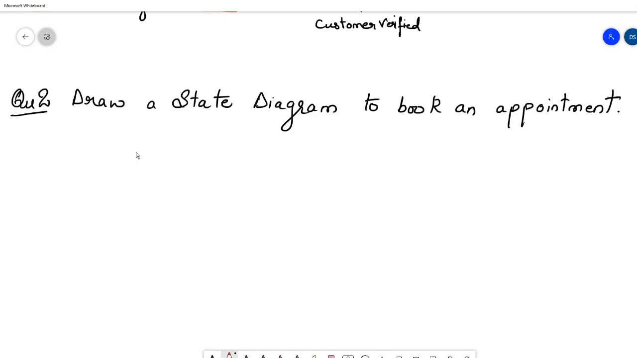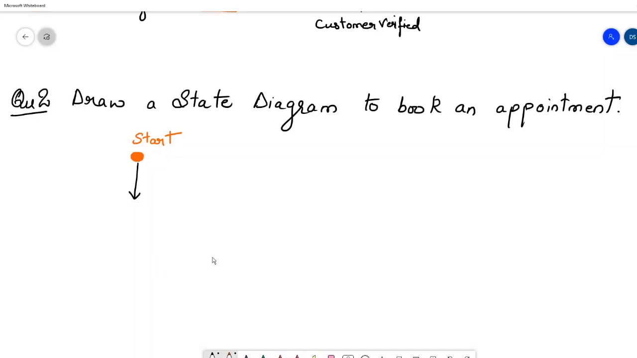Okay, so the state diagram to book an appointment, we have to remember it should have a start. So let's start it. Okay, start. Now the transition line. As we are talking about booking an appointment, first of all, the person you are contacting would check his appointment diary, that is the calendar. He would check all the days and confirm whether the particular date is available for appointment or not.